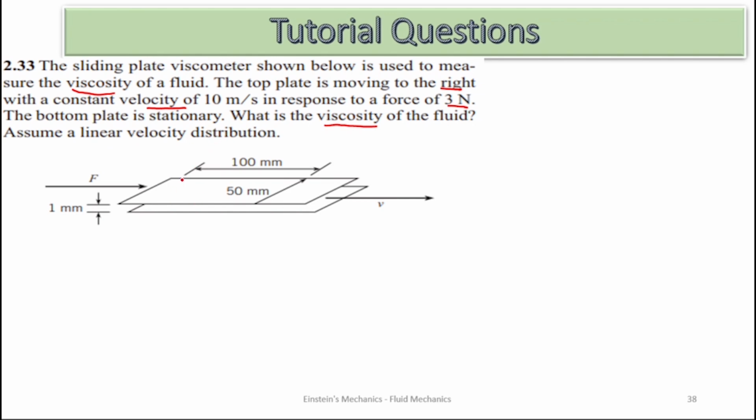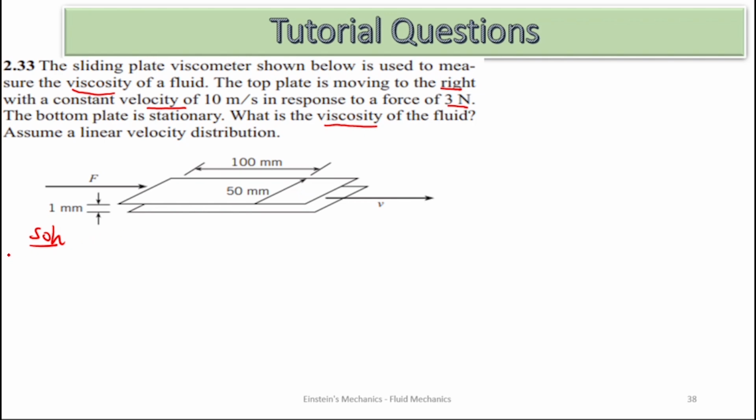Are we good? So we have this problem given. We are to determine what? Viscosity. Assume a linear velocity distribution. So what is the formula? Let's first list down the parameters given in this question. From the question, this sliding plate viscometer is used to measure viscosity. And we are given some parameters. Looking from the diagram and the viscometer, we have some dimensions given, some length and some width.